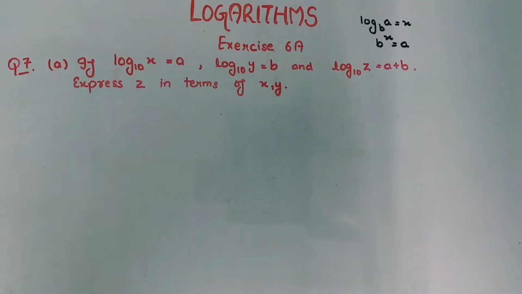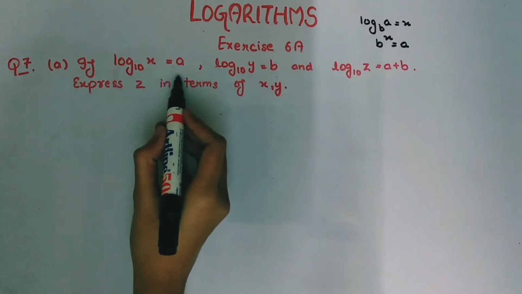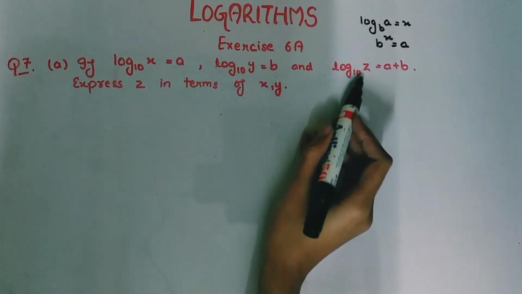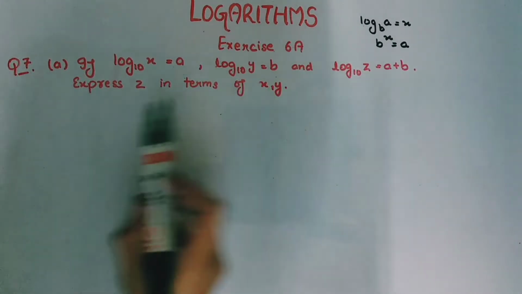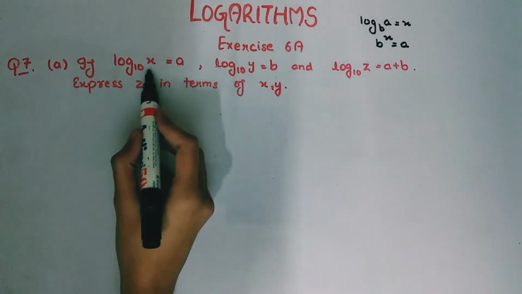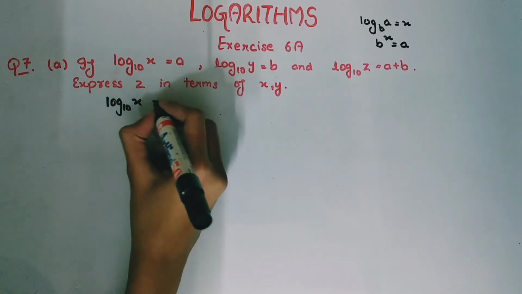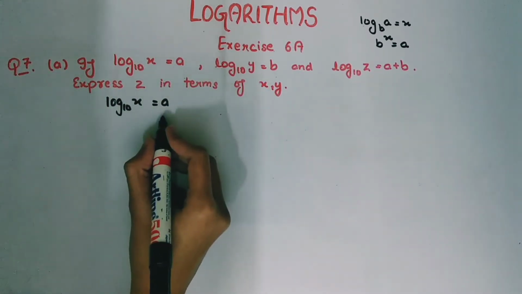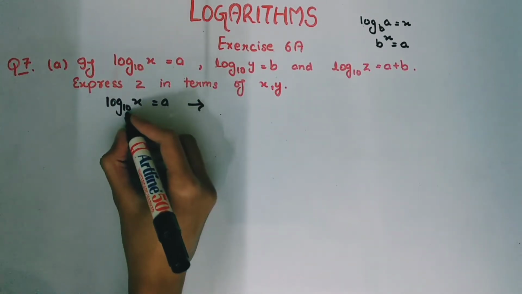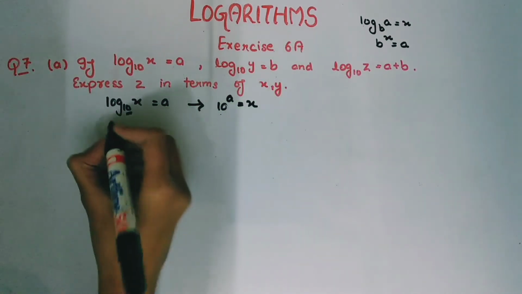We have our seventh question, part a, that is if log of x to base 10 is a, log of y to base 10 is b, and log of z to base 10 is a plus b, we have to express z in terms of x and y. First of all, we have the equation log of x to base 10 is a. This is the logarithm form of the equation. We will convert it into the exponential form as 10 raised to power a, which is equal to x.